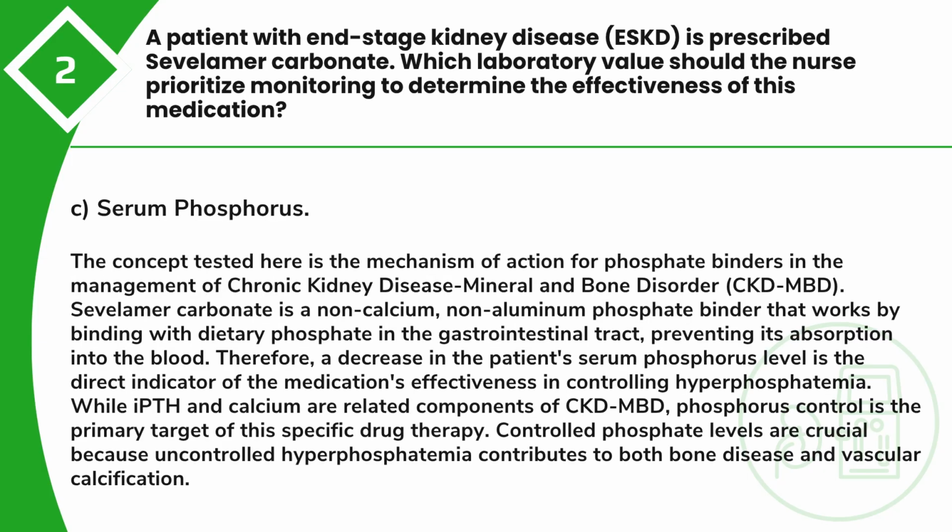Answer. C. Serum phosphorus. The concept tested here is the mechanism of action for phosphate binders in the management of chronic kidney disease mineral and bone disorder. Sevelamer carbonate is a non-calcium, non-aluminum phosphate binder that works by binding with dietary phosphate in the gastrointestinal tract, preventing its absorption into the blood. Therefore, a decrease in the patient's serum phosphorus level is the direct indicator of the medication's effectiveness in controlling hyperphosphatemia.